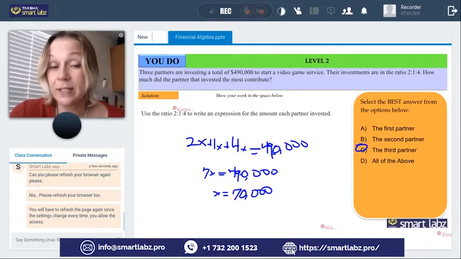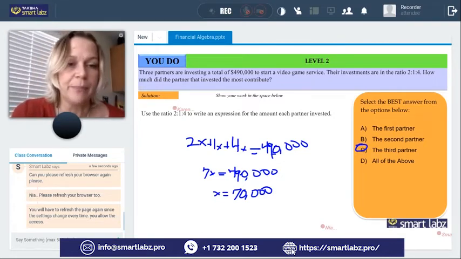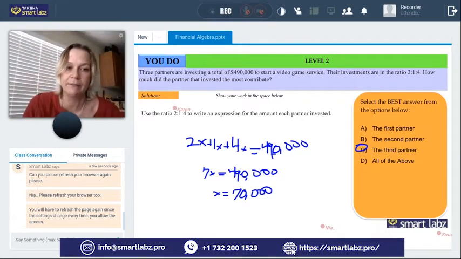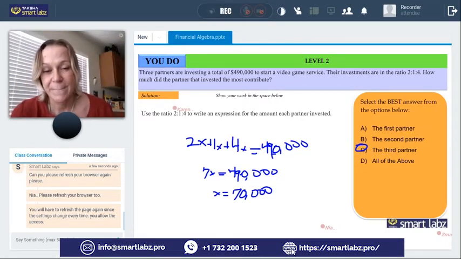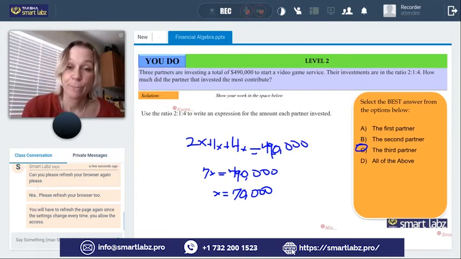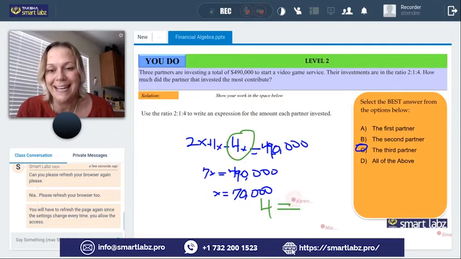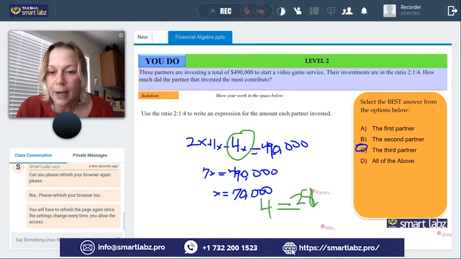Yes, and one step further, how much did he invest just off the top of your head? You don't have to do it, but if he invested 4 shares at $70,000, how much did he invest? 280? Yes, because you take 70,000, you multiply it by the 4 because that's how many shares they had. He had 4. And yes, that would be $280,000 because obviously 4 times 7 is 28. And then you add the zeros.